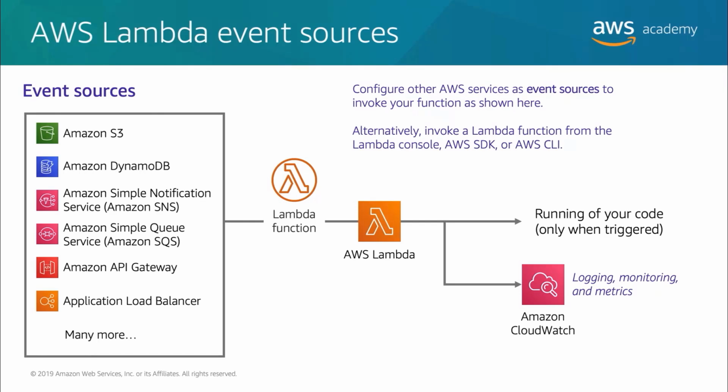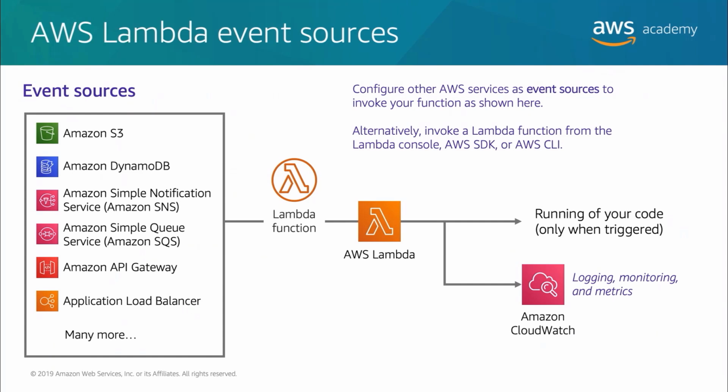For example, Lambda can pull records from an Amazon Simple Queue Service, and Lambda can read events from the Amazon DynamoDB database service. Finally, some services, such as Elastic Load Balancing and Amazon API Gateway, can invoke your Lambda function directly. You can also invoke functions directly from the Lambda console or via API, SDK, or the AWS CLI.